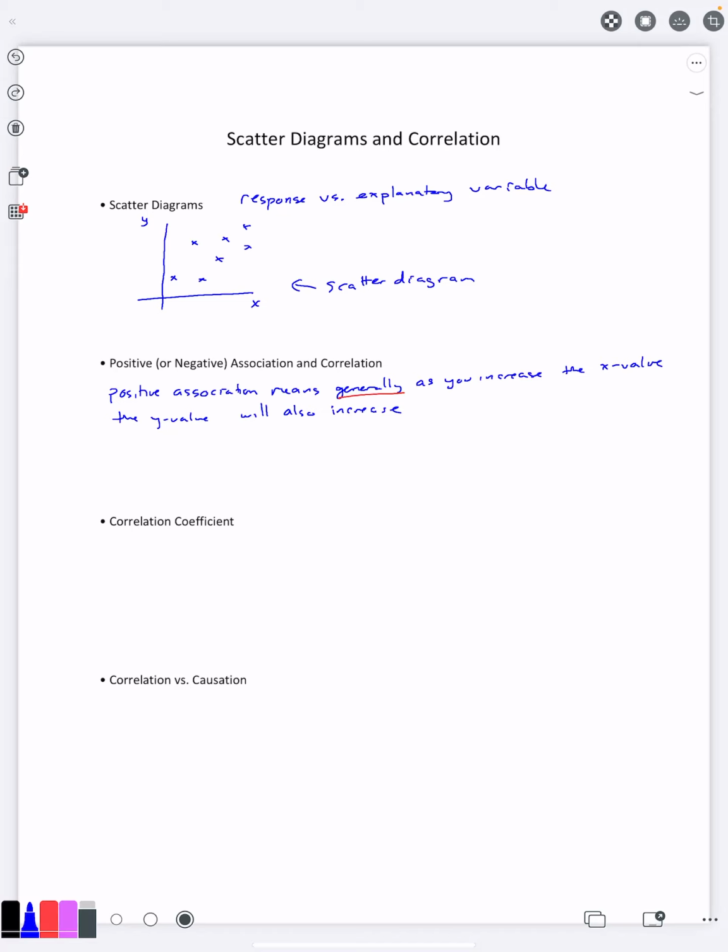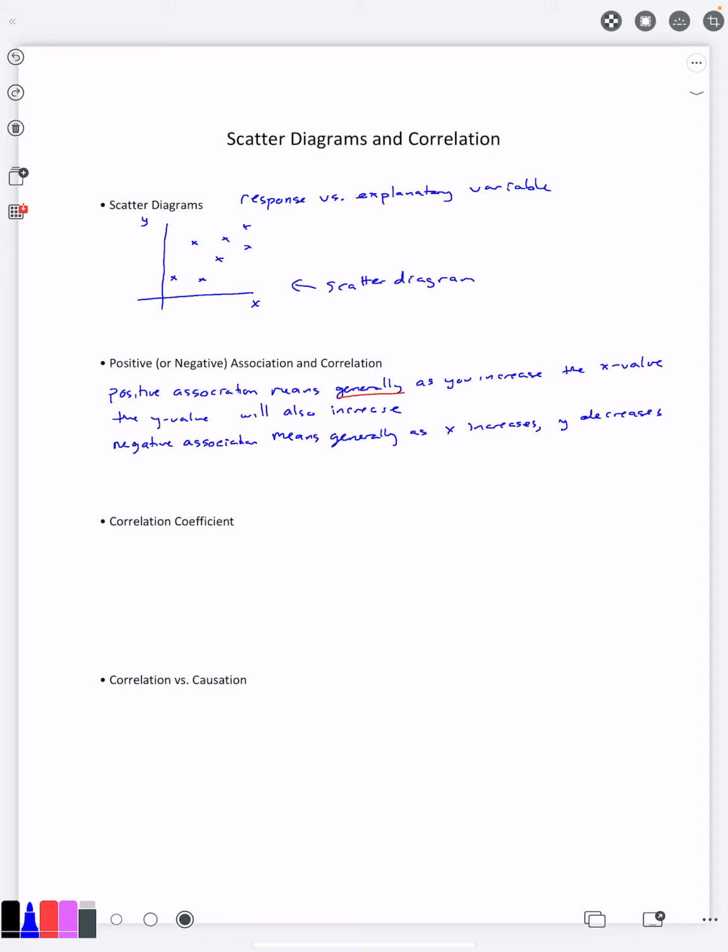Negative is the exact flip here. So negative association means generally, as x increases, y decreases. So as you get bigger values on your x variable, you're going to get smaller values on your y variable.